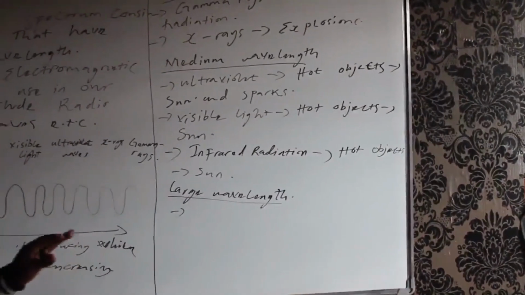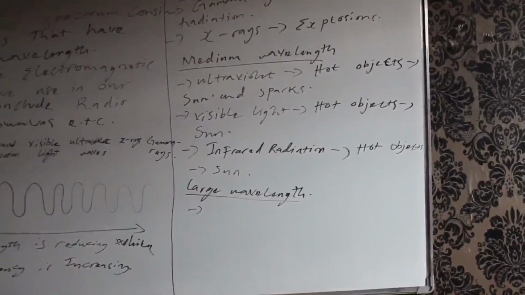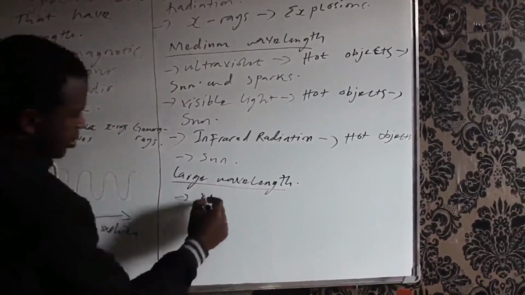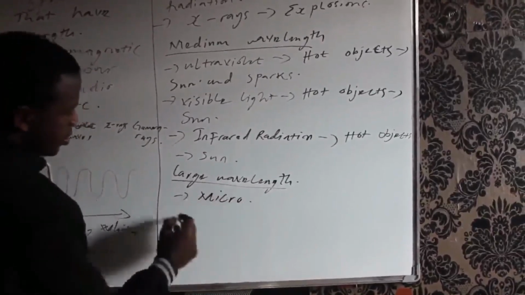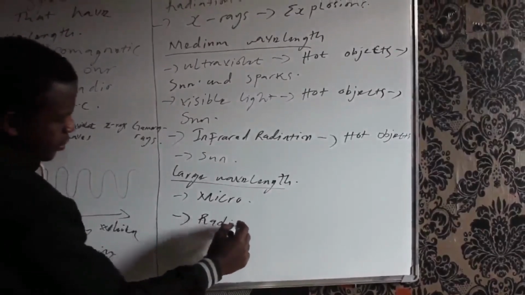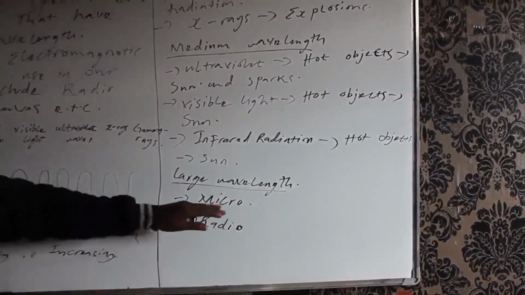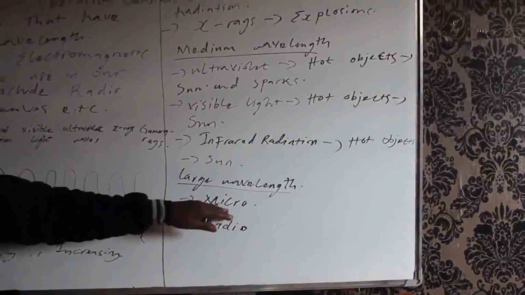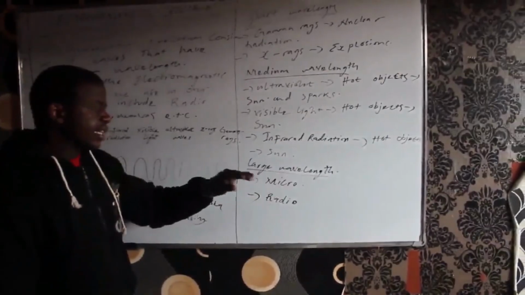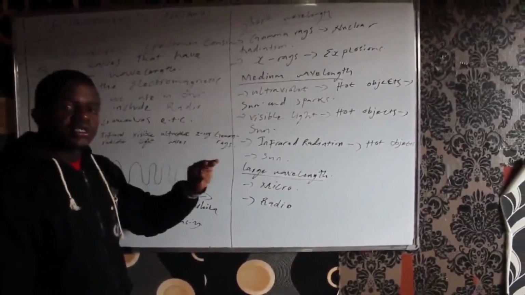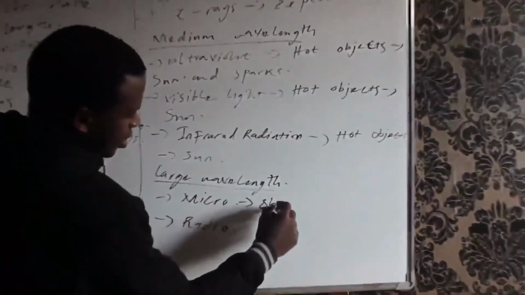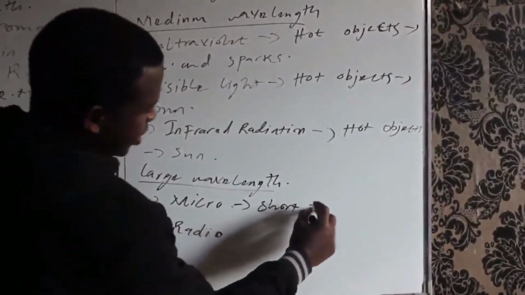So those that have a large wavelength, we have the microwaves and the radio waves. The microwaves come from short transmitters. These transmitters include those that transmit signals for the cell phones.